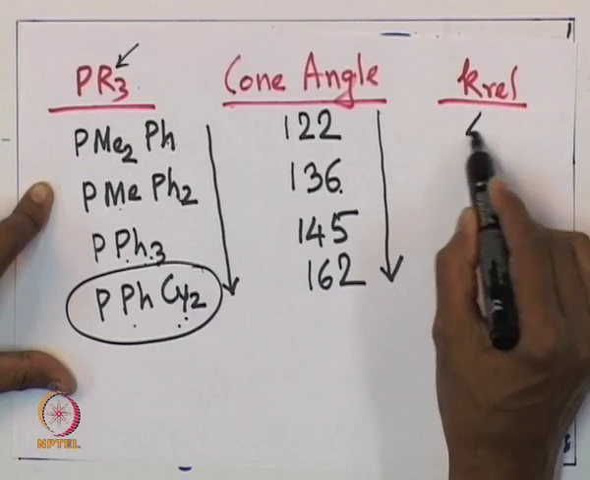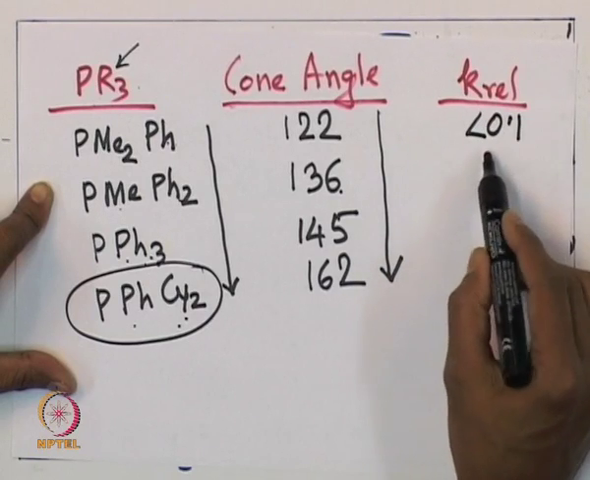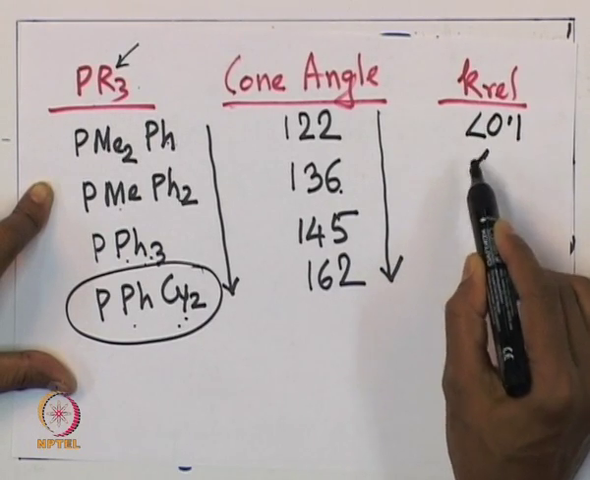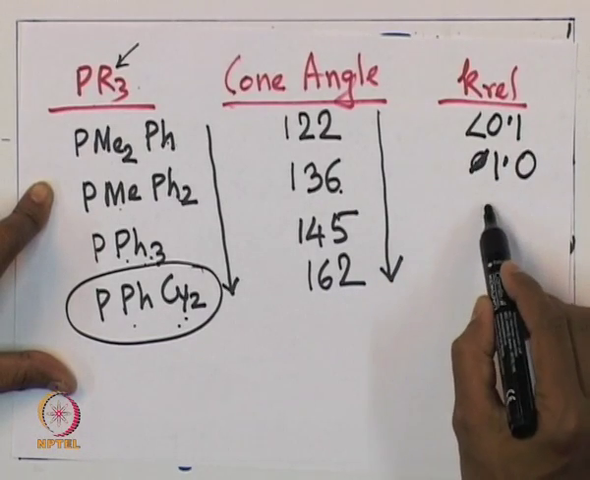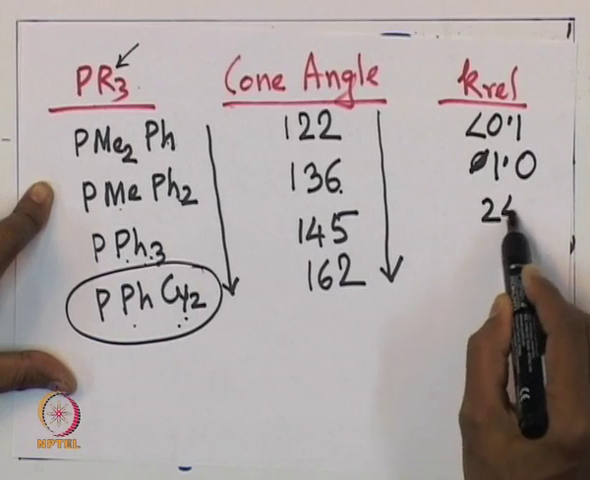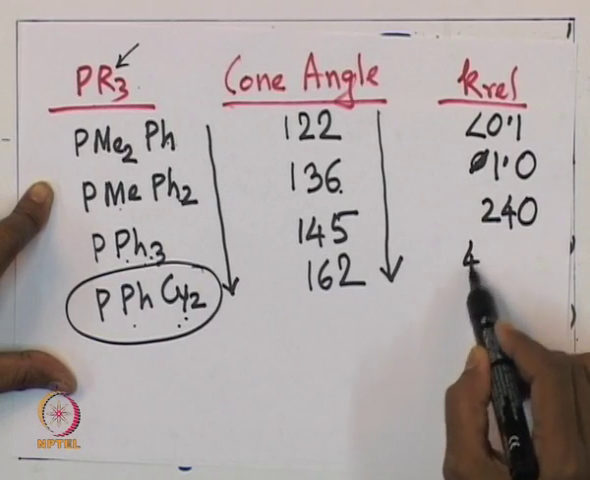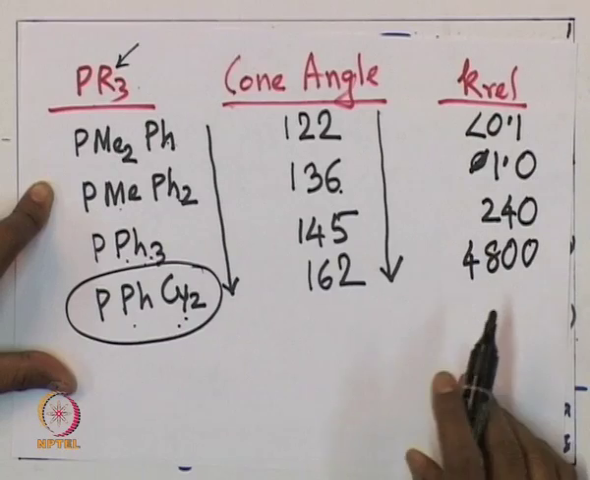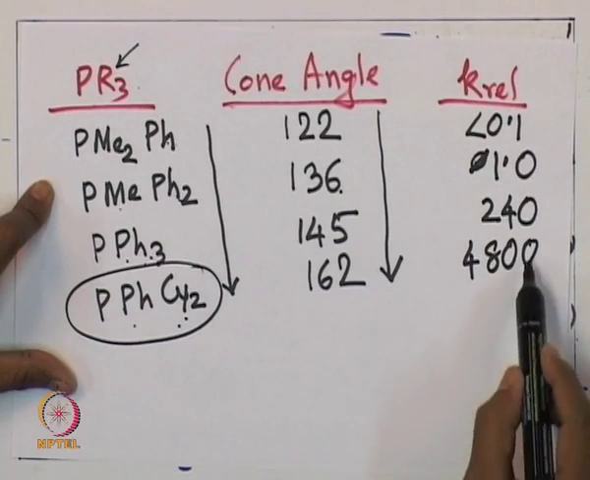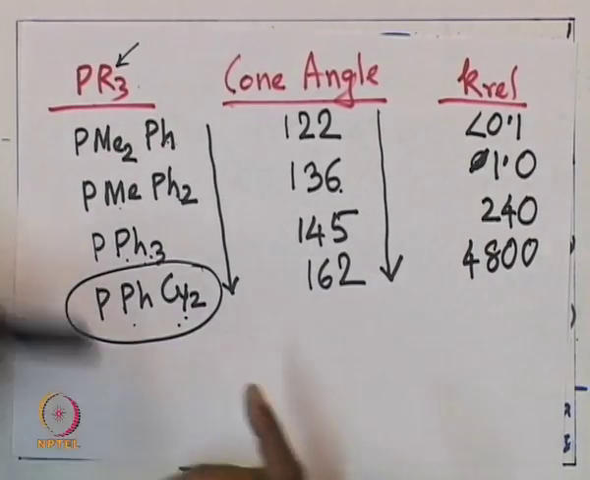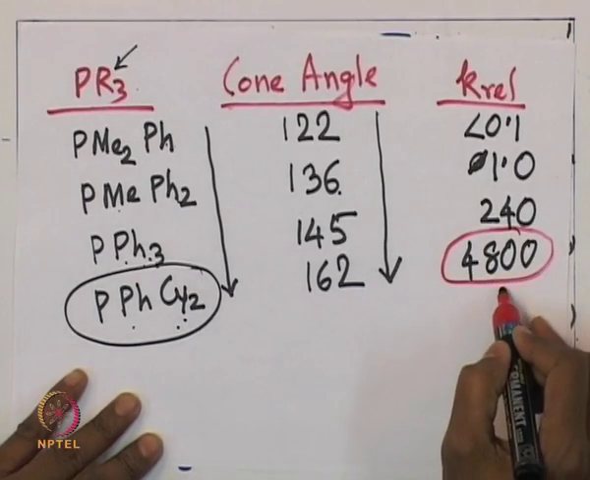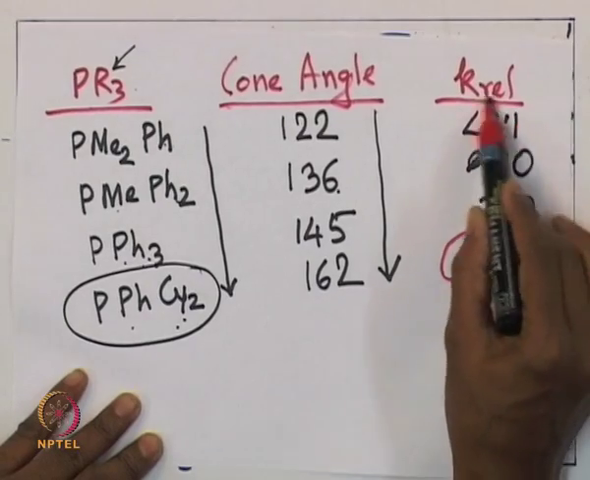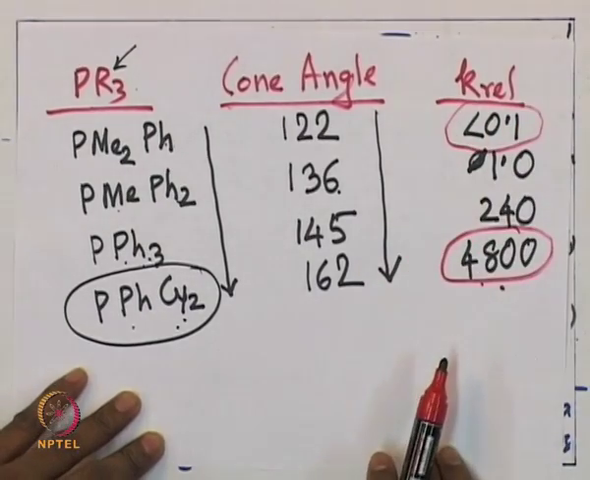The relative rate will vary in the order. The first one is the slowest, and then you have relative rates of 1, 240. These are not absolute values, they are relative to each other, and 4800. You see the difference in the reaction rate. This is the fastest, and it is very fast. Compared to that, the first one is very, very slow.